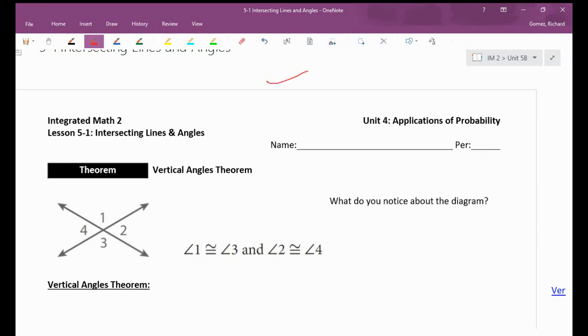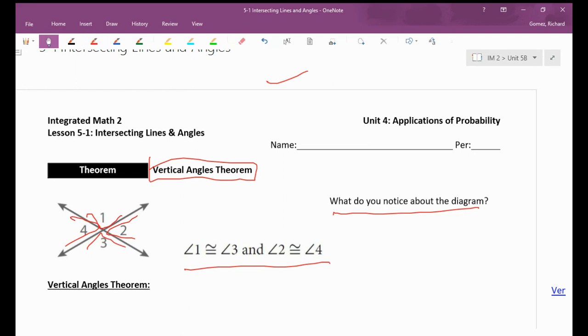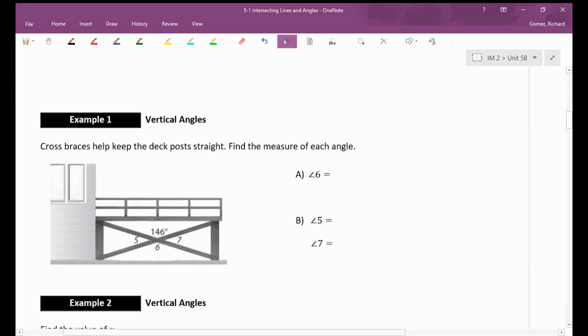Let's begin with the vertical angles theorem. What do you notice about the diagram? The diagram here shows that angle 1 is congruent to angle 3, angle 2 is congruent to angle 4. Basically, whenever you have two intersecting lines or an X, the opposite angles are always going to be congruent or exactly equal. That's what we're going over here.